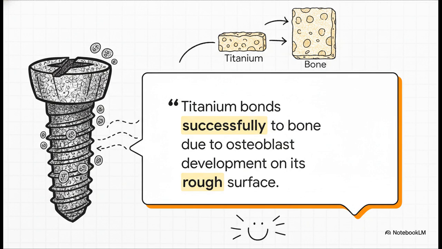It's because its surface at a microscopic level is just rough enough to encourage our bone cells, those are called osteoblasts, to actually grow right onto it. This creates a super strong, permanent bond. That's a life-changing outcome, all thanks to a texture you can't even see.